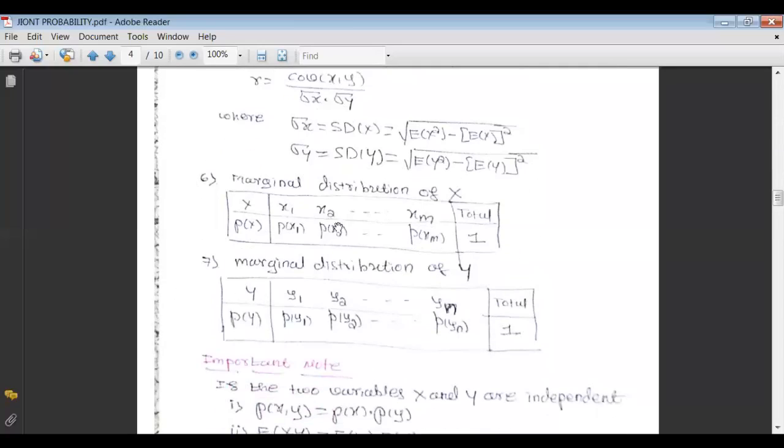And two more important definitions. One is the marginal distribution of x and one more is the marginal distribution of y. Now, in the third module, we have defined that the probability distribution is a systematic representation of the values taken by the variable with corresponding probability. By using that concept, the marginal distribution of x means first we have to list out the values taken by x and their corresponding probabilities.